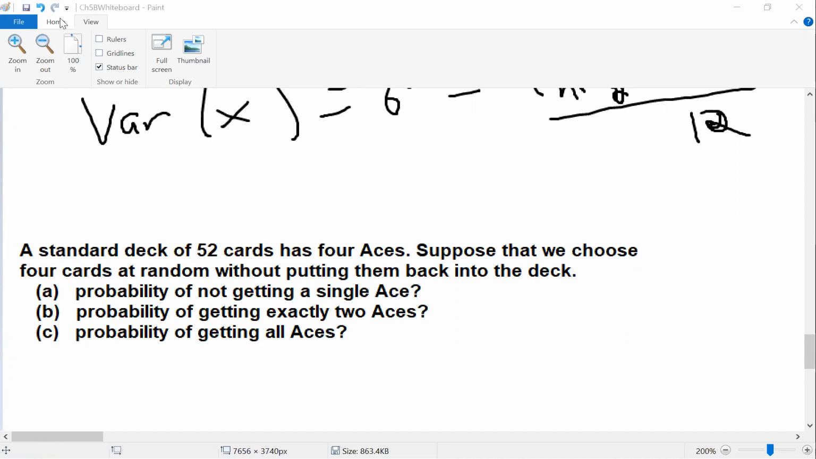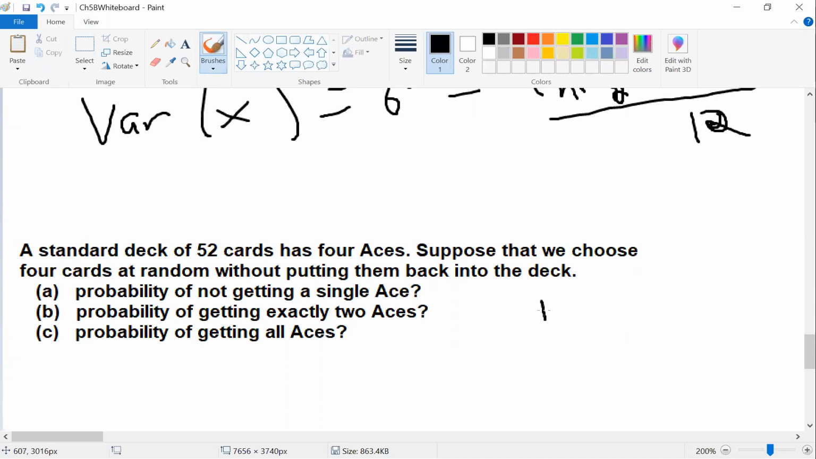So in this case, we have capital N equals 52. We're choosing four cards at random. So lowercase n is equal to 4. There are four aces in the deck, because we're looking to pick aces. So r is equal to 4.